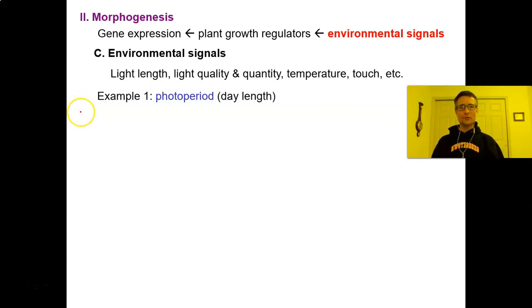So the first one is photoperiod, or the length of the day. Each day is divided into 24-hour periods, and the photoperiod is often thought of as the number of hours of light during that 24 hours. And plants can respond to photoperiod in a couple of ways.